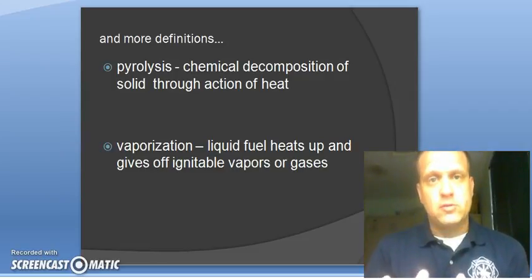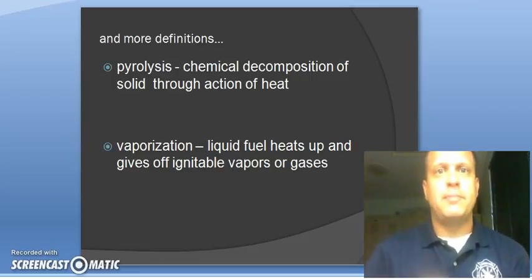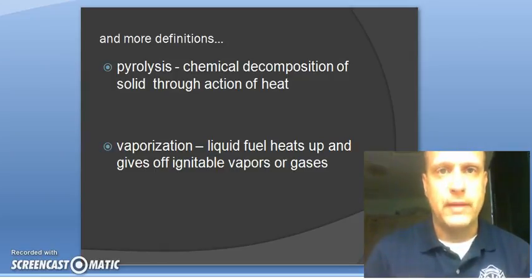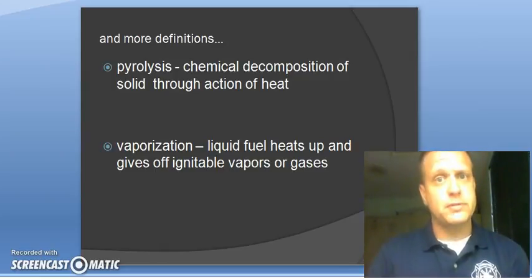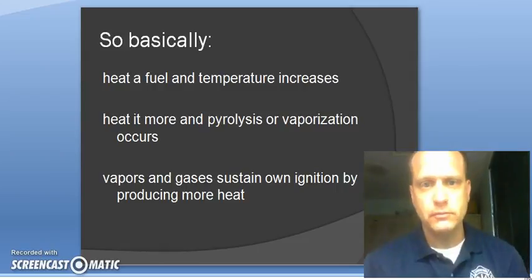Vaporization is when we have a liquid fuel. We heat up a liquid, it begins to off-gas, it begins to give off ignitable vapors or gases, and those vapors or gases actually burn. So pyrolysis, solid; vaporization, liquid.